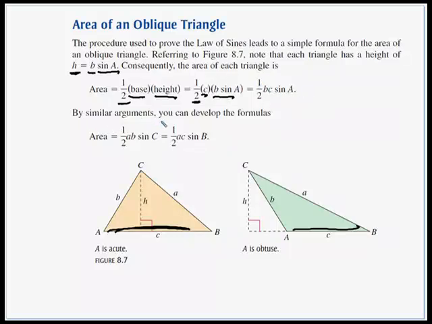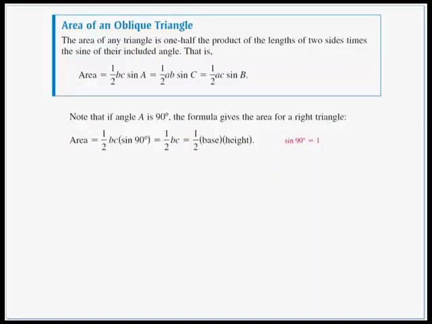And by similar arguments, we can come up with the other formulas. The area is 1/2 ab sine C, or 1/2 ac sine B. If we look at all these, we do notice a pattern. There's an a, b, c in all of them. There's a 1/2 to begin each of them. And then we're multiplying two sides. In the first one, it's bc, and then it's ab, or it's ac. And then we have the sine of an angle.